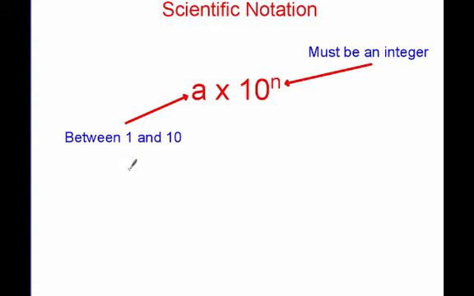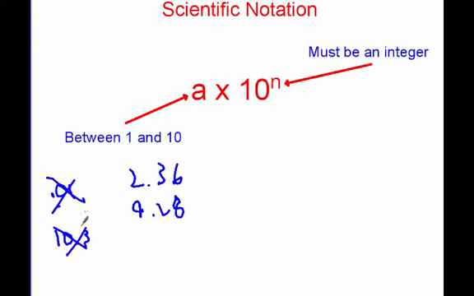So, for example, a could be like 2.36 or 9.28. A could not be like 0.01 or 10.3 because those are not between 1 and 10. They can be decimals, but they can't be less than 1 or more than 10. Then it'd be like times 10 to some nth power, for example, times 10 to the second power, or times 10 to the fourth power.